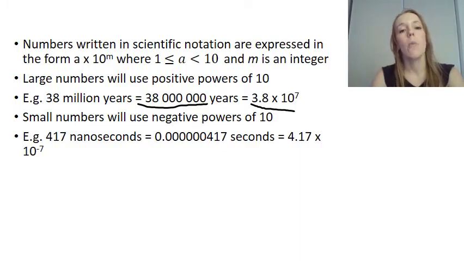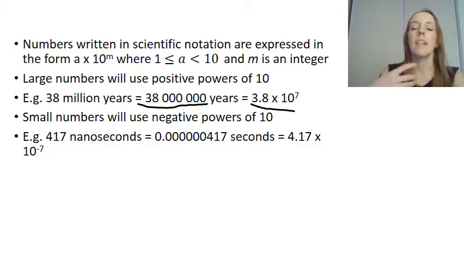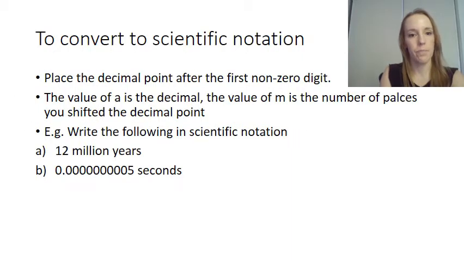Small numbers, however, we use negative powers of 10. So for example, 417 nanoseconds is 0.00000417 seconds. That's annoying to write all that out. So instead we write 4.17 times 10 to the negative 7 seconds. So you can see small numbers, negative powers of 10.